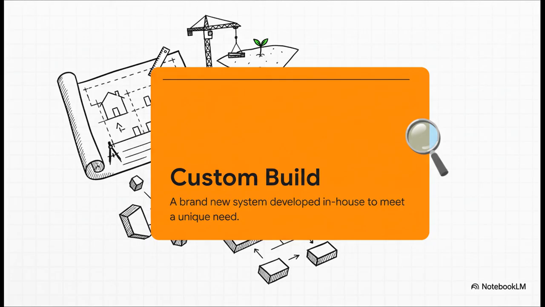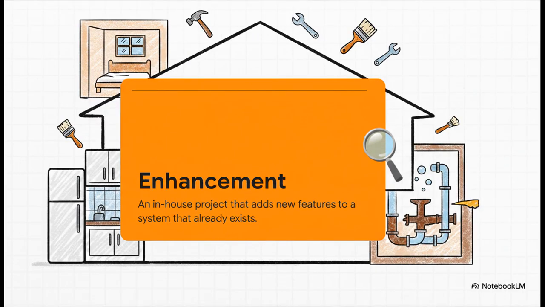First up, the custom build. The best way to think about this is like designing and building a house from the ground up. You've got a totally empty plot of land, an idea, and now you have to create the entire blueprint for something that has never, ever existed before in your company. Next, we've got enhancements. So if we're sticking with our house analogy, this isn't building from scratch. This is more like a renovation. The house is already standing, but maybe you're adding a new wing or remodeling the kitchen. You're working within a structure that's already there.